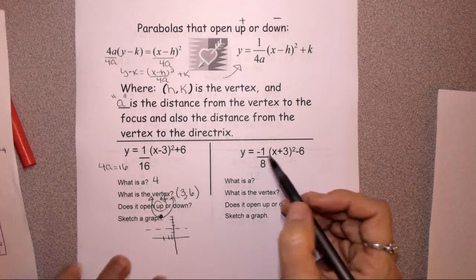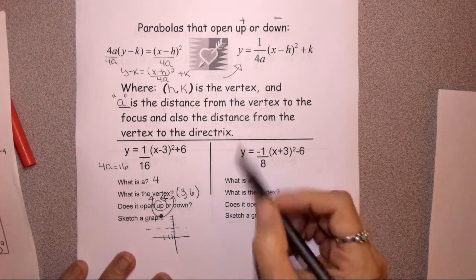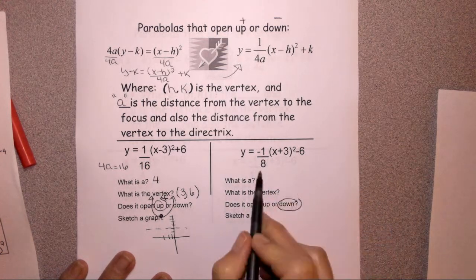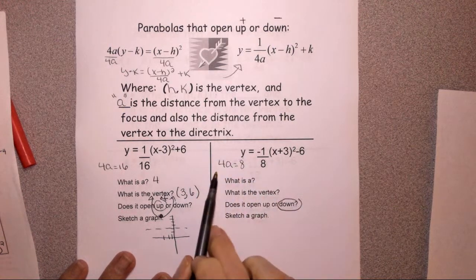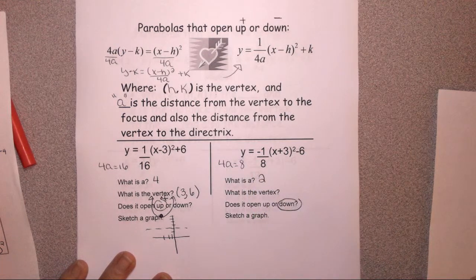So over here, it's a y parabola again. The x is squared, the y is not, so it's either up or down. Because it's negative, it's going to open down. This bottom number under here is always 4a. So 4 times a is 8. 8 divided by 4 is 2. So my a is 2.